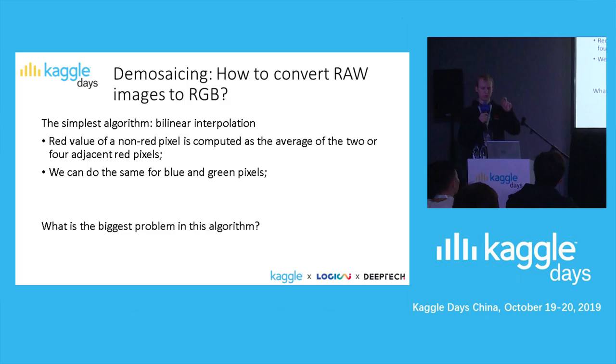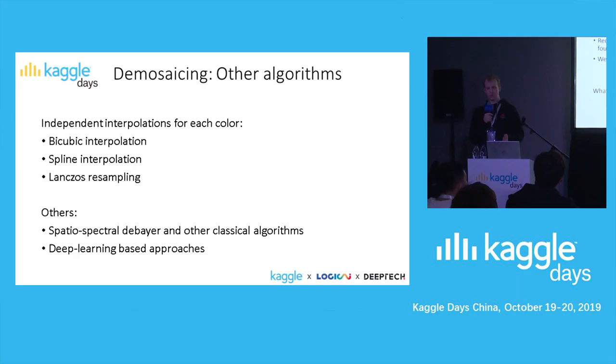And actually, this algorithm works very badly, especially when the image has a lot of edges. And near the edges, there will always, or almost always, be the wrong color translation. And other algorithms are also some kind of interpolation again for each color independently. You can use some interpolation which you prefer, like the cubic ones, linear, and even Lanczos resampling. And there are modern algorithms which also consider the values of other colors, such as spectral methods, and also other classical algorithms.